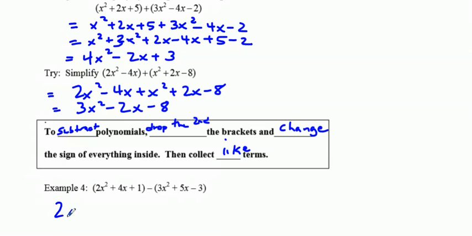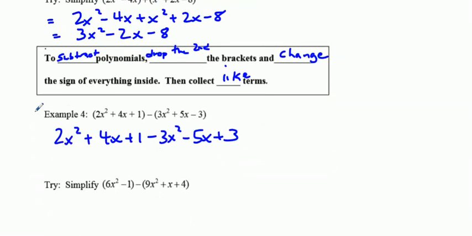So if there's no sign there, the implication is that it's positive. Okay, so this is 2x squared plus 4x plus 1 minus 3x squared minus 5x and plus 3. I can gather up my like terms. I don't have much room, so I'll just do it in my head. So 2 minus 3 is minus 1, but I'm not writing the 1. So that's minus x squared. And then 4x minus 5x is minus x, and 1 plus 3 is 4. All right, so that's your final answer.